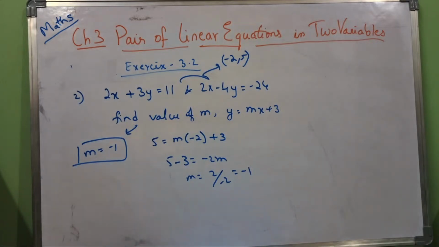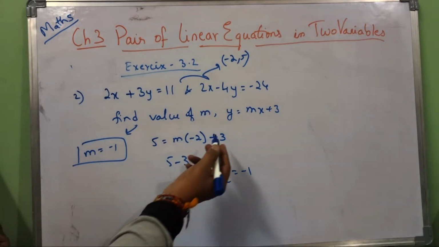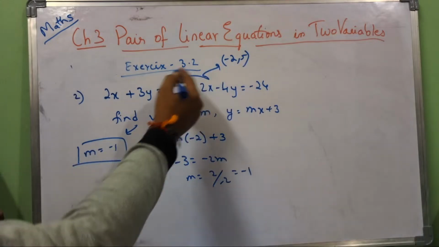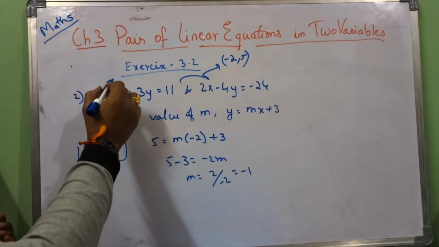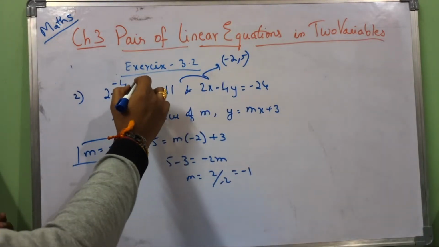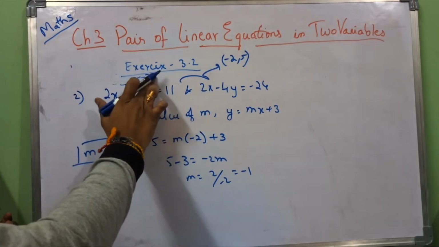So using the substitution method, I have solved for the x and y values, and then I substituted those two values in y equal to mx plus 3 and found the m value. If you want, I can also cross check the x and y values here. 2 into minus 2 is minus 4, 3 into 5 is 15, 15 minus 4 is 11. So our answers are correct.